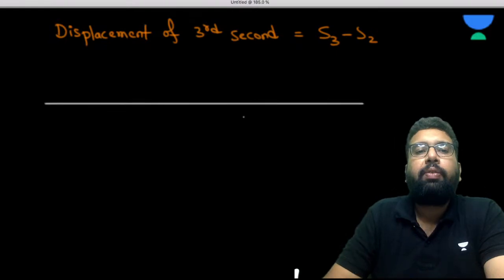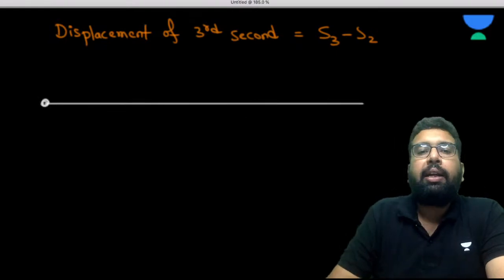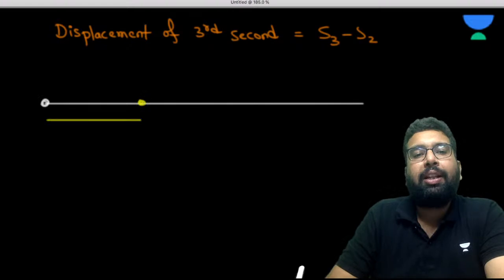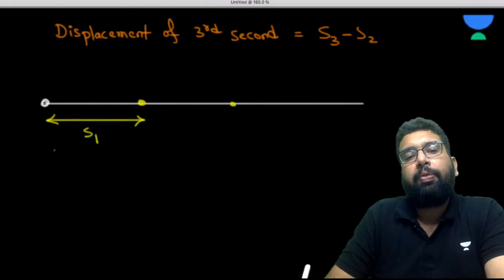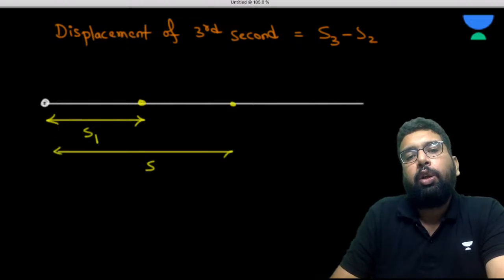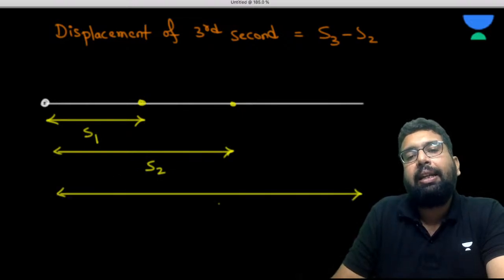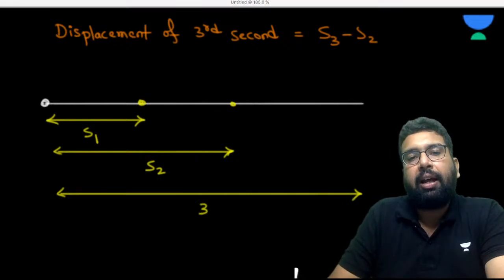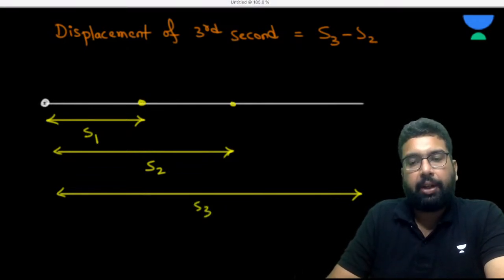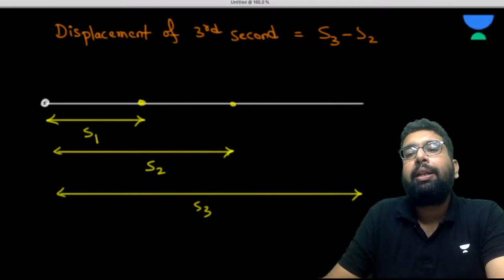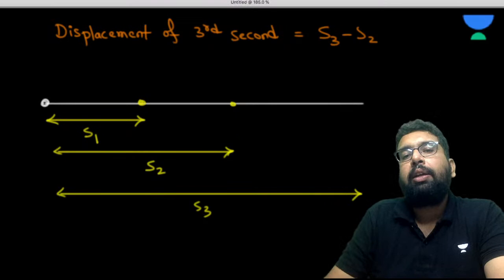We have started from some point. In 1 second, let's suppose the displacement is this. This is s1, the displacement in 1 second. This is the displacement from the origin to the second second. And this is the displacement at exactly the third second, exactly in 3 seconds. This is s3. Are you getting my point? Now, what is going to be the displacement in the third second? It is asking you what the displacement in the third second is, so it is going to be this part.